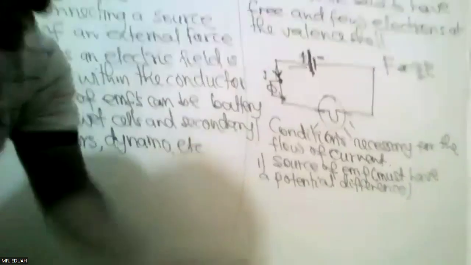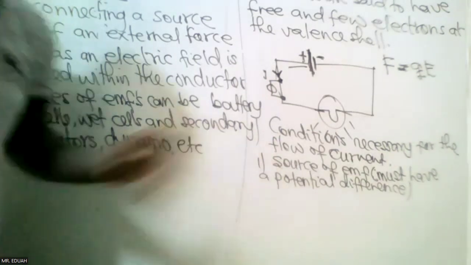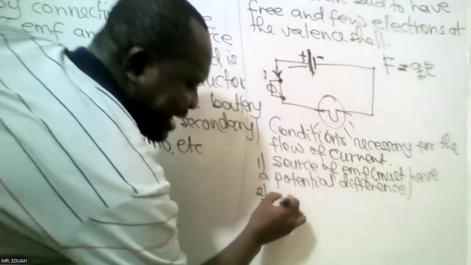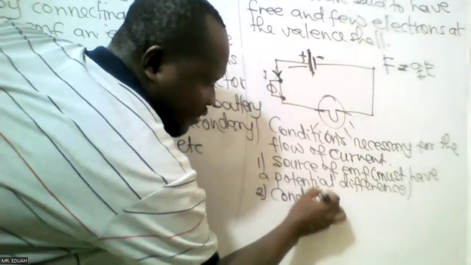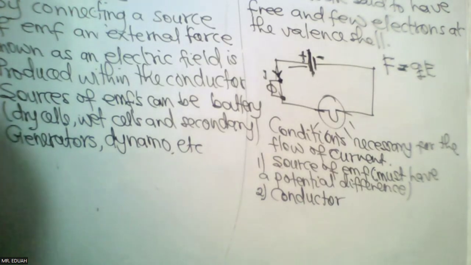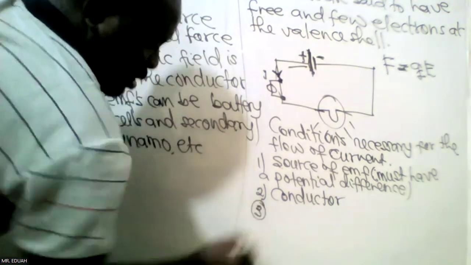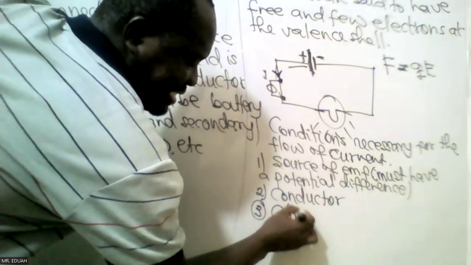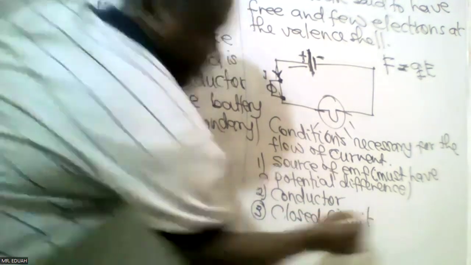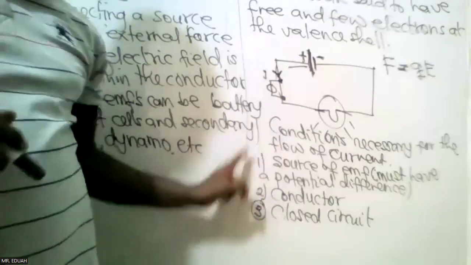So the conditions are that one, there must be a source of EMF, and the source of EMF must create a potential difference. Then two, there must be a conductor because current flows only in a conductor. When there is no conductor, no current flows. And three, there must be a closed circuit. So these are the conditions necessary for current to flow.